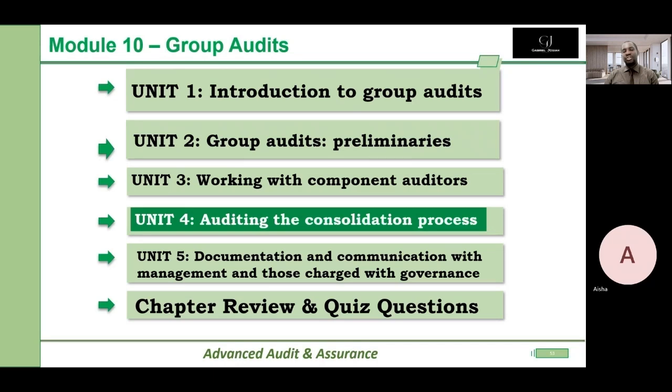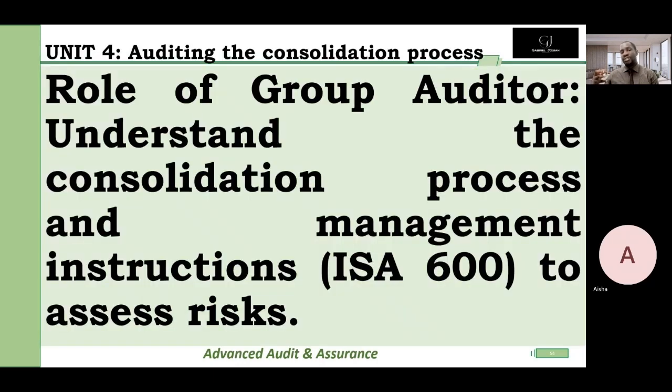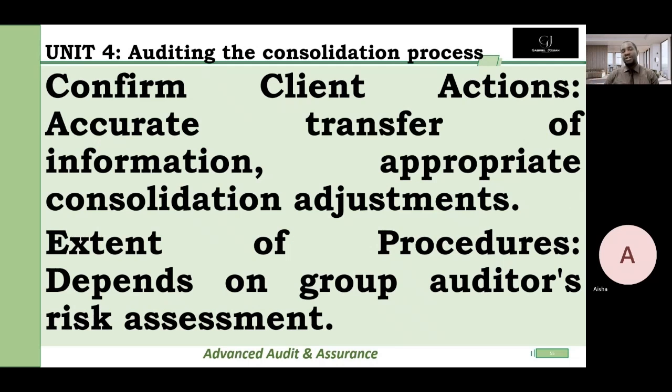Now let's look at auditing the consolidation process proper. The role of the group auditor is to understand the consolidation process. That's his primary role, and also management instructions based on ISA 600, and also to assess risk. So understanding the consolidation process is key, how management consolidates the components and the subsidiaries. This is key. We need to confirm client actions, accurate transfer of information, and appropriate consolidation adjustments should be understood and reviewed by the group auditor. What is the extent of procedures performed? This depends on the group auditor's risk assessment.